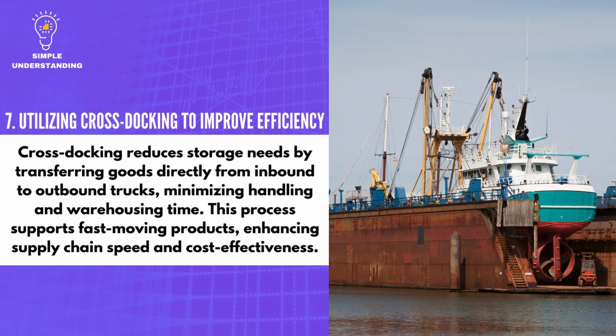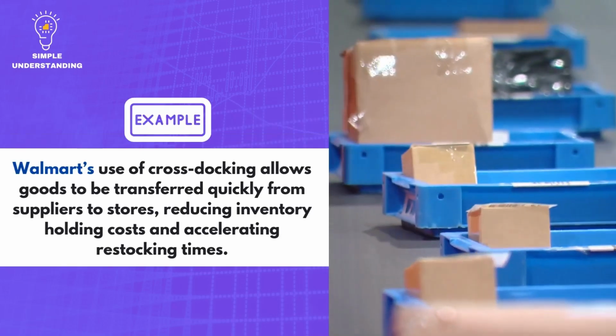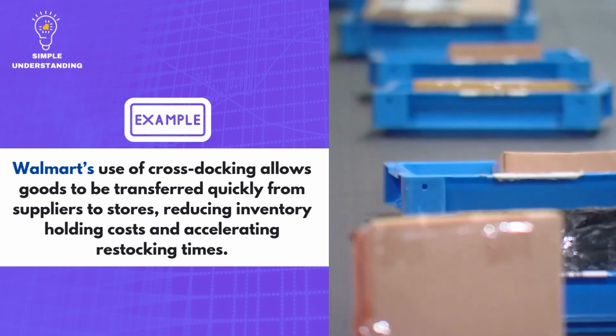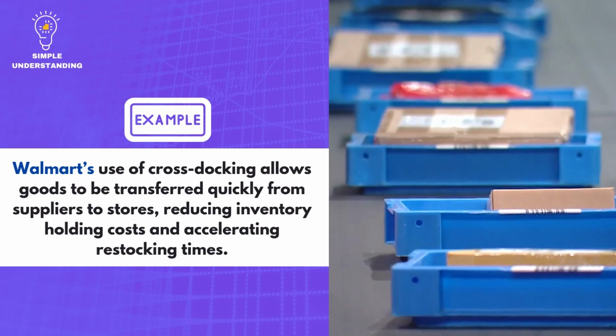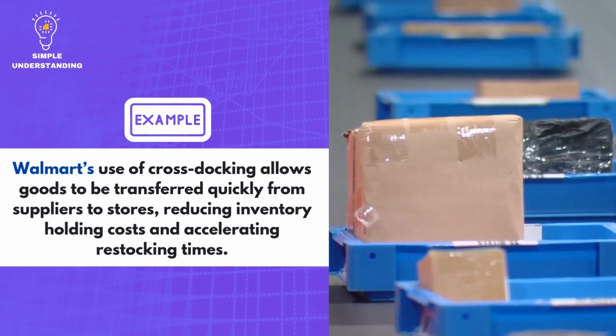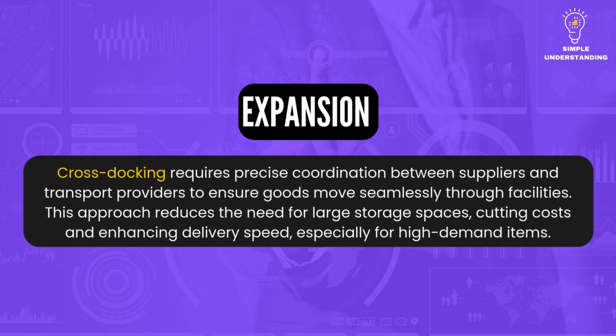Explanation. Cross-docking reduces storage needs by transferring goods directly from inbound to outbound trucks, minimizing handling and warehousing time. This process supports fast-moving products, enhancing supply chain speed and cost-effectiveness. Real company example. Walmart's use of cross-docking allows goods to be transferred quickly from suppliers to stores, reducing inventory holding costs and accelerating restocking times. Expansion. Cross-docking requires precise coordination between suppliers and transport providers to ensure goods move seamlessly through facilities. This approach reduces the need for large storage spaces, cutting costs and enhancing delivery speed, especially for high-demand items.